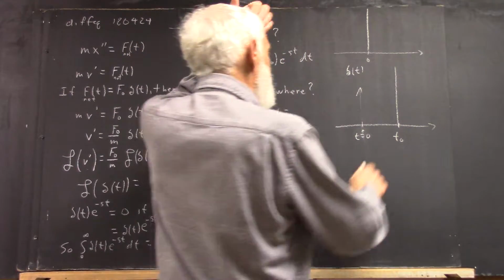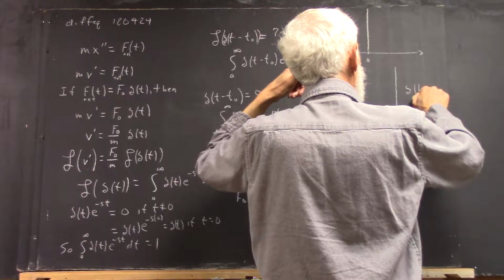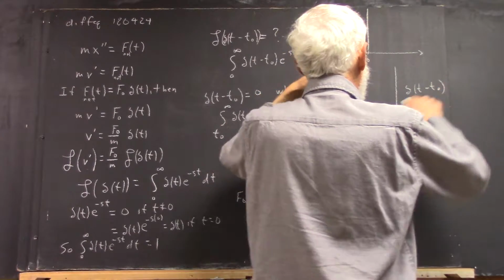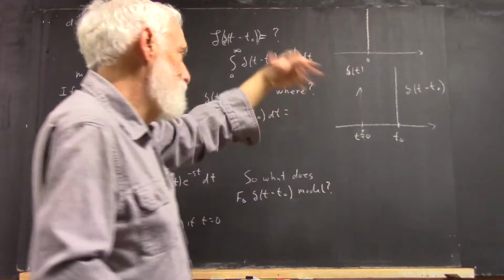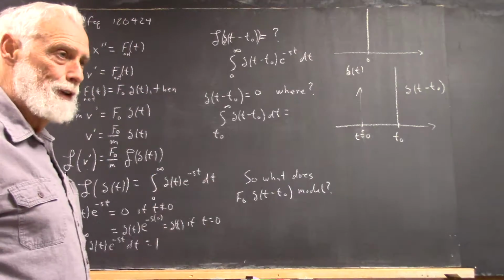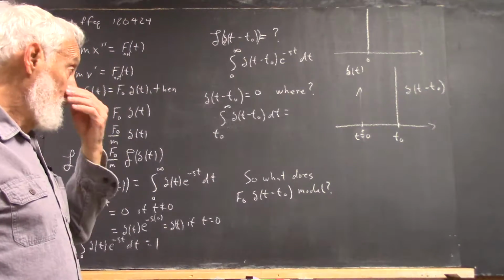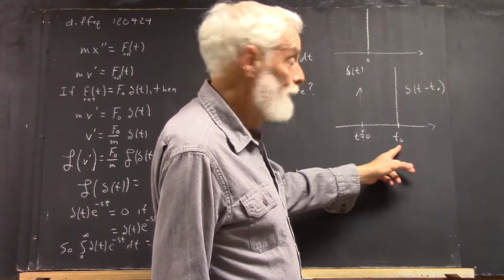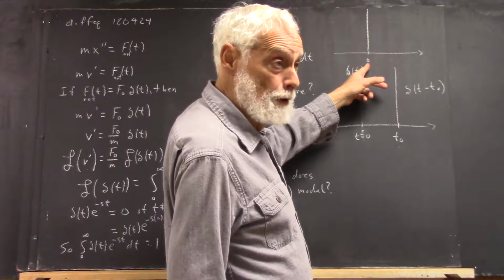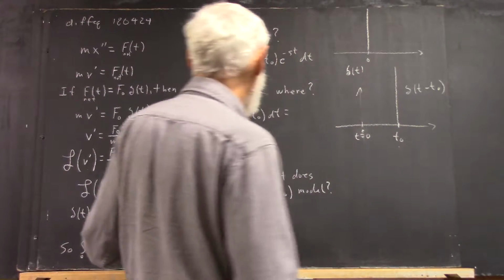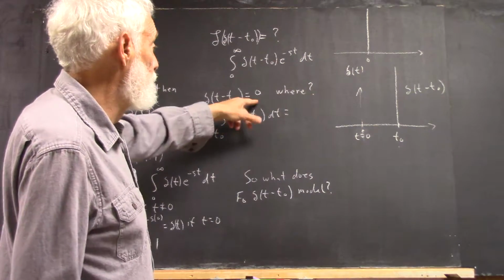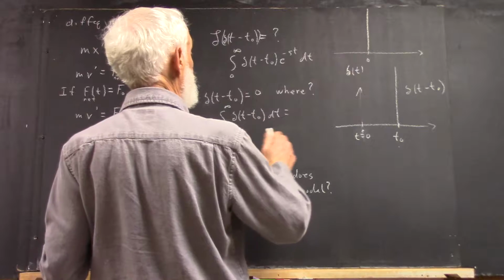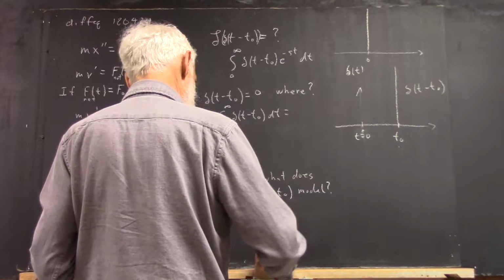So this is delta of t minus t naught. Again, it's just infinite enough, whatever that means, to make the integral 1 for any interval that includes t naught, and this for any interval that includes 0. Well, so delta of t minus t naught equals 0 where? Well, the answer is anywhere except that.